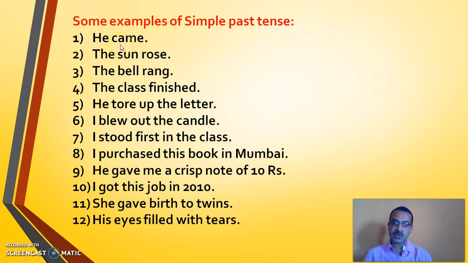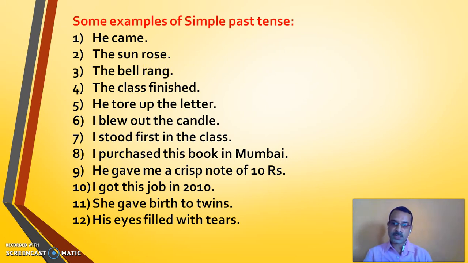He came, तो आला. The sun rose, सूर्य उगवला. The bell rang, घंटा वाजली. The class finished, क्लास संपला, लेक्चर संपला. He tore up the letter, त्यानं पत्र फाडले. He blew out the candle, त्यानं कॅन्डल विझवली, मेणबत्ती विझवली.